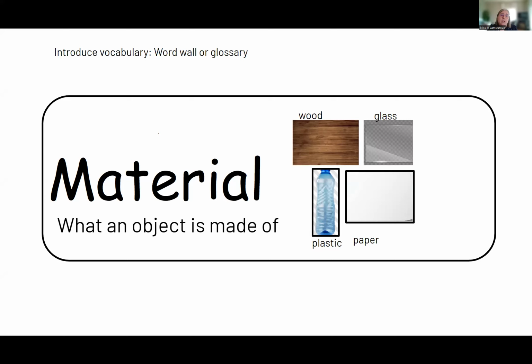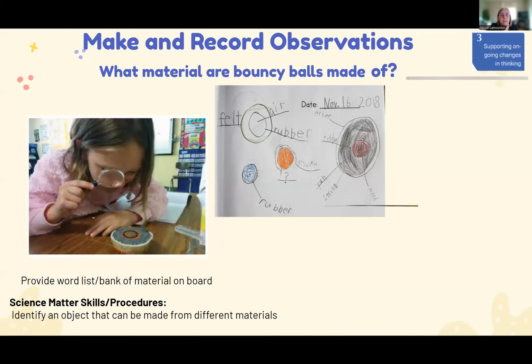Then I would introduce the term material. Okay, what material, what are things made of? Because if they're going to go off and observe the ball, we're looking for the materials. So what is a material? It's what an object is made of. If you have a science word wall, we can kind of put that up.